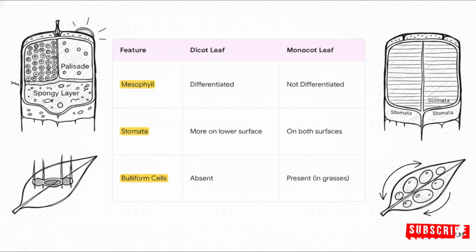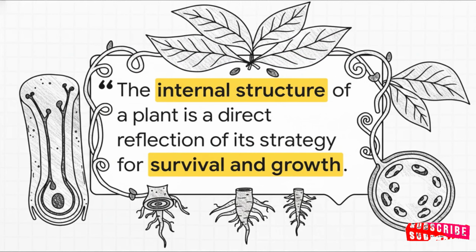And check out the stomata. On a flat dicot leaf, they're mostly on the cooler underside to stop water from evaporating. But on a vertical monocot leaf like grass, they're on both sides to grab as much CO2 as possible. Some grasses even have these special bulliform cells that work like hinges, curling the leaf up when it's dry to save water. So clever.